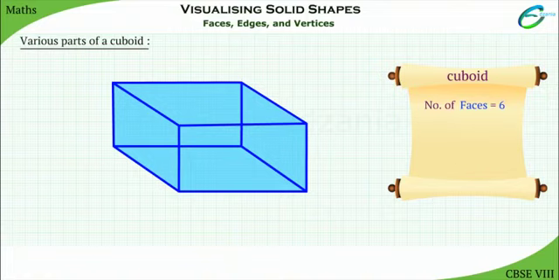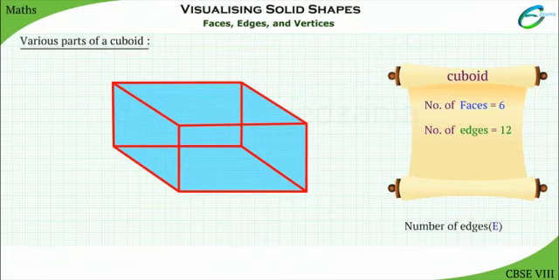Observe the number of edges of a cuboid. 1, 2, 3, 4, 5, 6, 7, 8, 9, 10, 11, 12. The number of edges of a cuboid is 12. The number of edges is denoted by E.